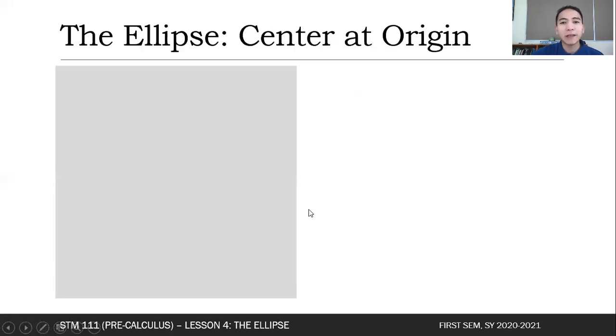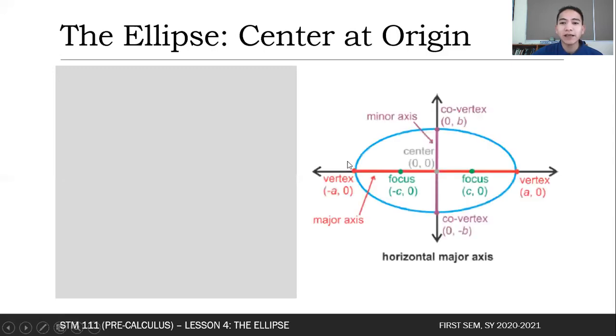Now let's talk about the ellipse whose center is at the origin. Let's have this one. Okay, so notice here sa ating illustration, yung major axis natin ay horizontal. So ibig sabihin, ang ellipse na ito ay horizontal. Yung center natin ay nasa origin. Okay. Kapag ganun po yung case, ito yung standard equation ng ating ellipse.